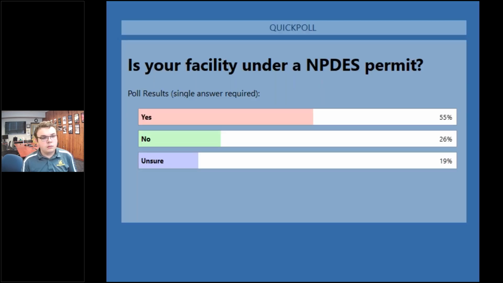Okay, and in terms of results, over half of the attendees today do have a NPDES permit. 26% say no, and then about 19% are unsure.